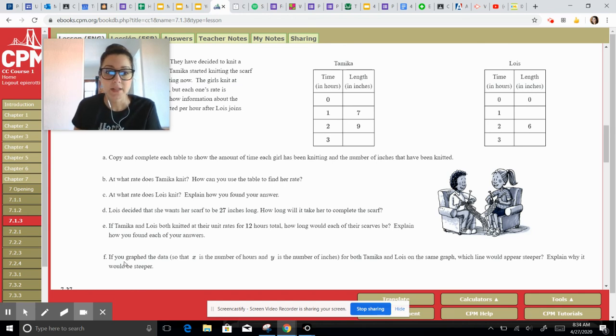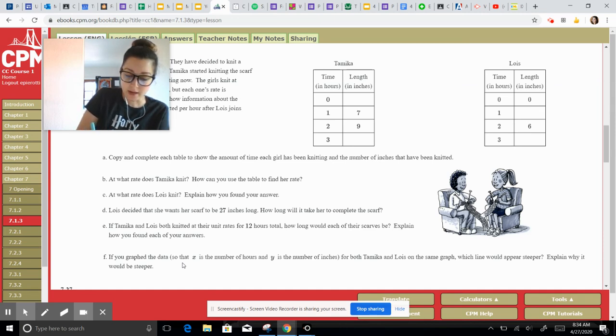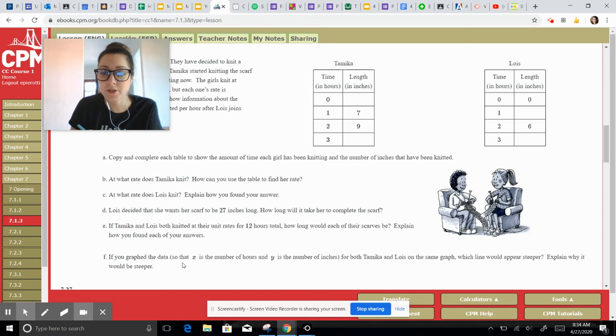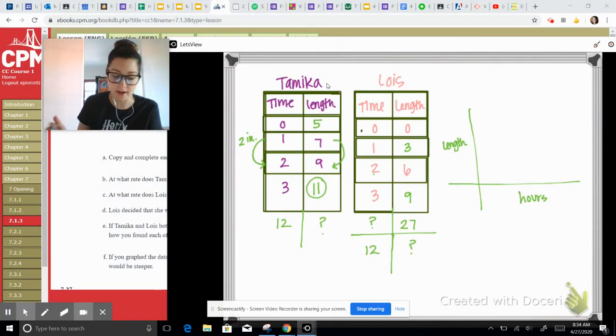So if we graph the data so that X is the amount of hours and Y is the length, which line would appear steeper? So that means that it is growing longer over a shorter amount of time. So drawing a basic graph, let's look at Tamika first.